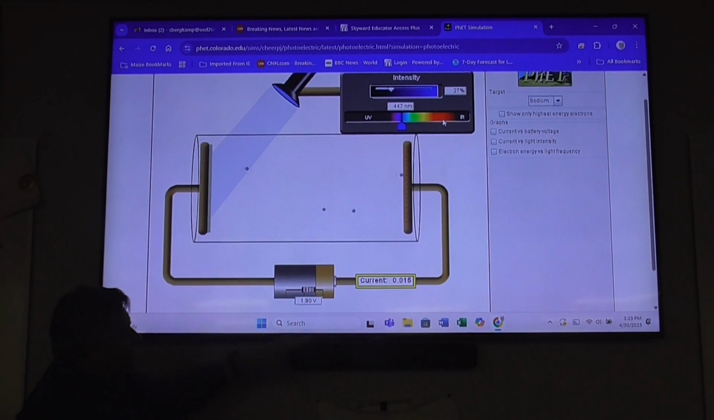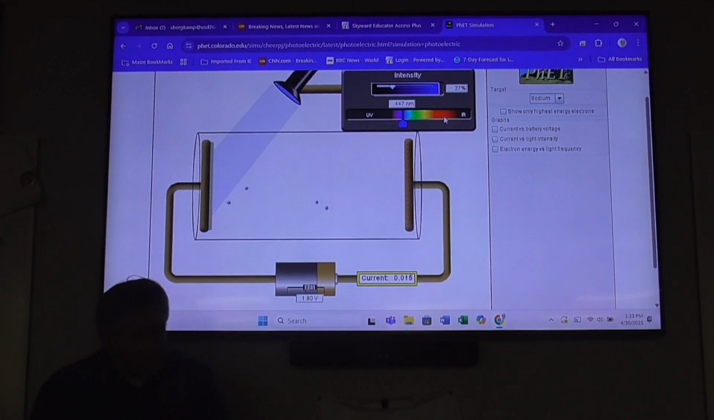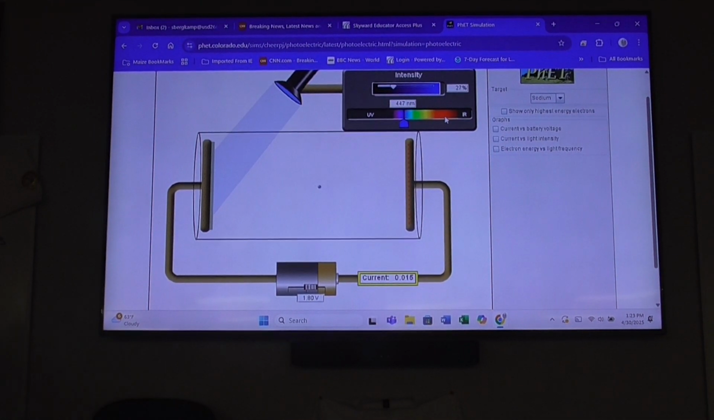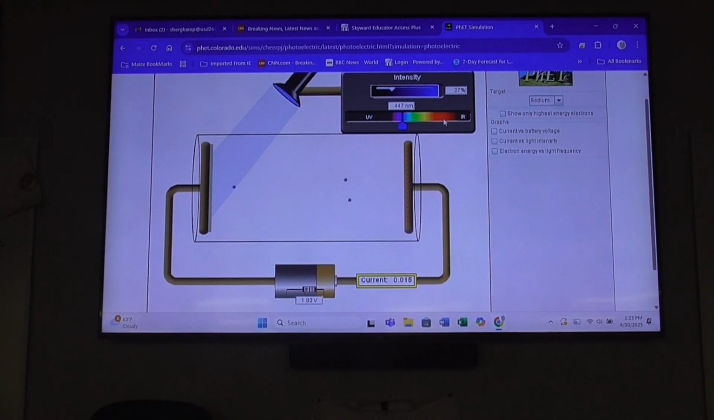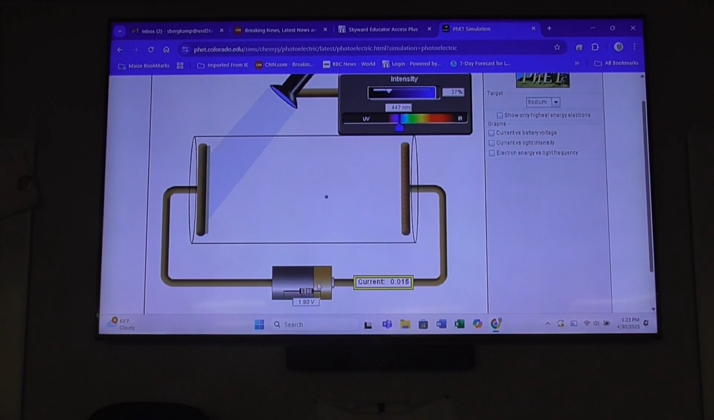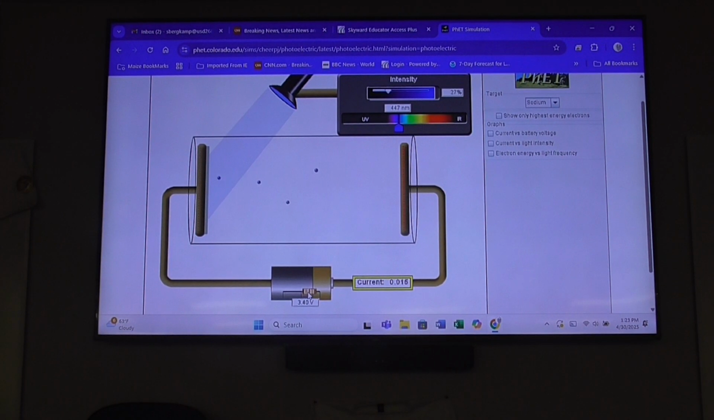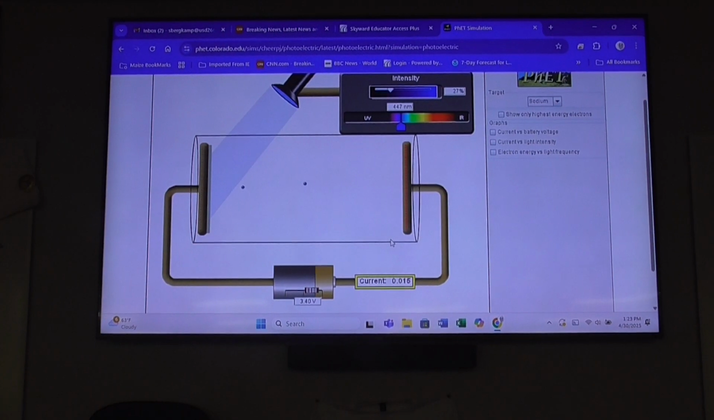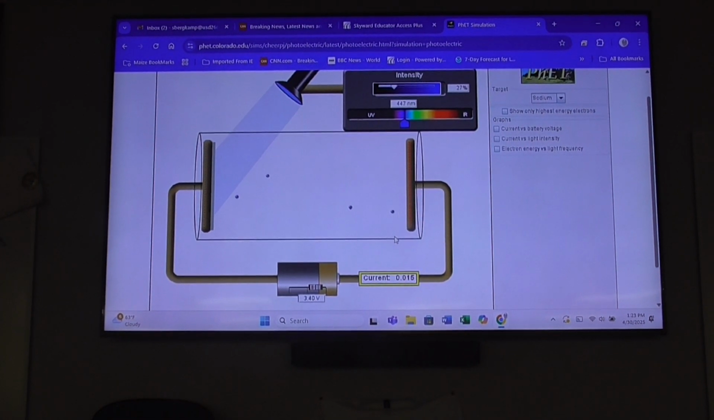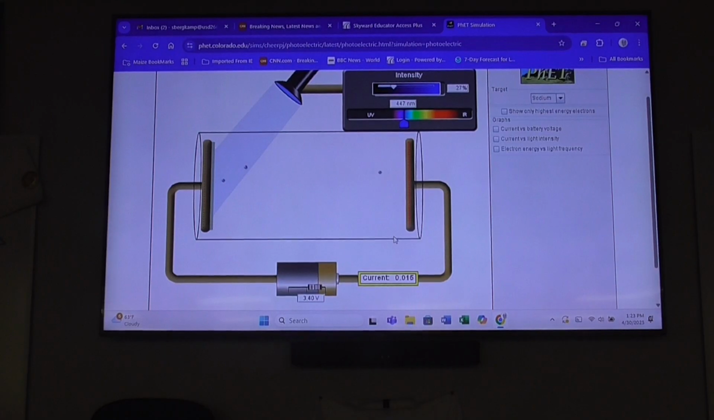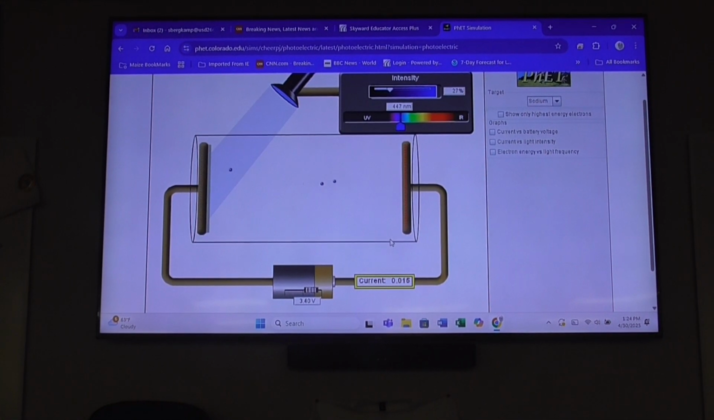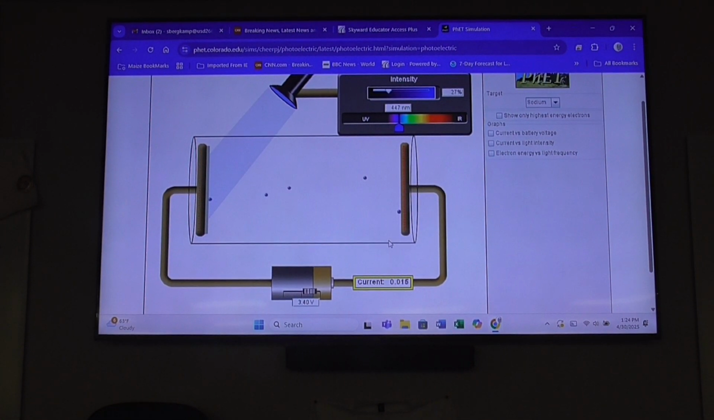Now, an interesting thing happens. Notice that current is 0.15. If I increase that voltage, like to 3.14, if I increase the voltage across the plates, notice that doesn't change the current. I'm not pulling any more electrons out. All that's happening is that once they are freed, then they really, really want to go to the other side.